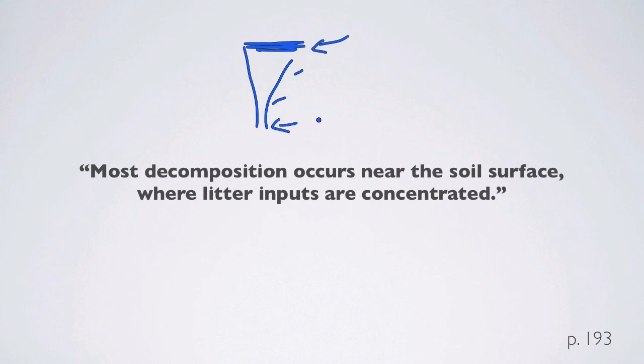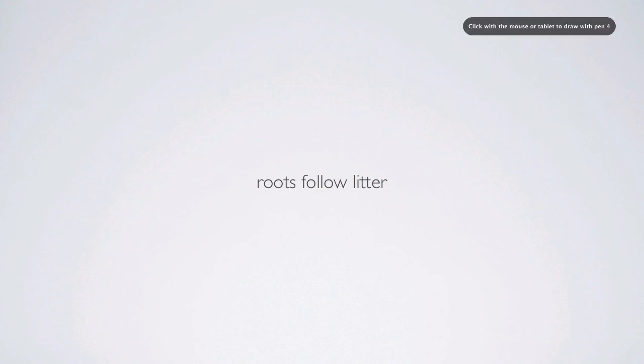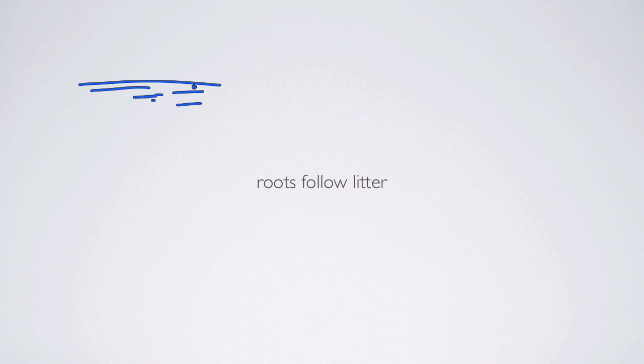But often the carbon that's down here is relatively recalcitrant because it's been processed a lot. So that soil surface is important because it's the site of leaf inputs. Roots in general follow litter. And so looking at the soil surface, most of our roots are going to be produced where most of the decomposition happens. And so most of the root biomass is up near the top, and as you go down, you'll have less and less biomass.